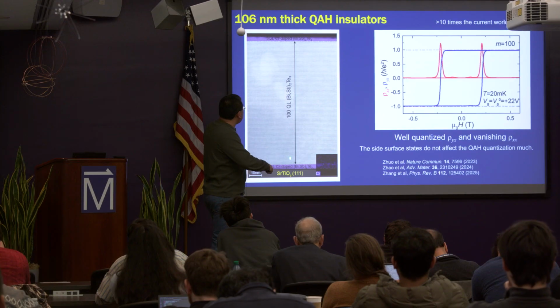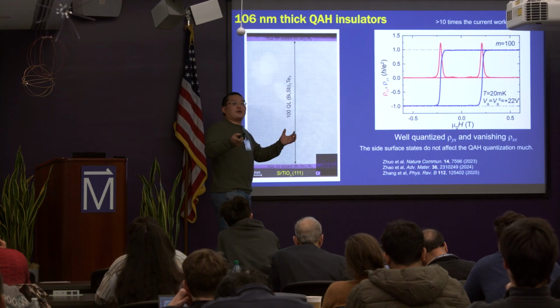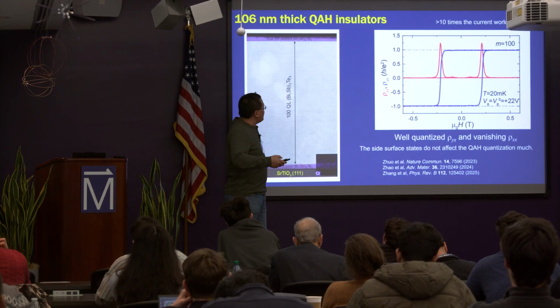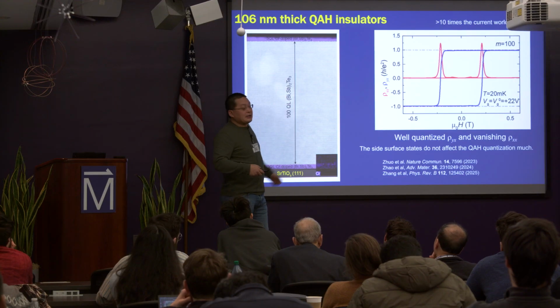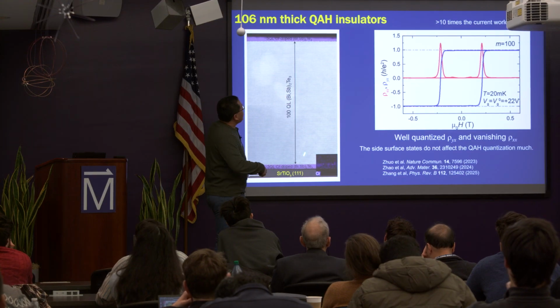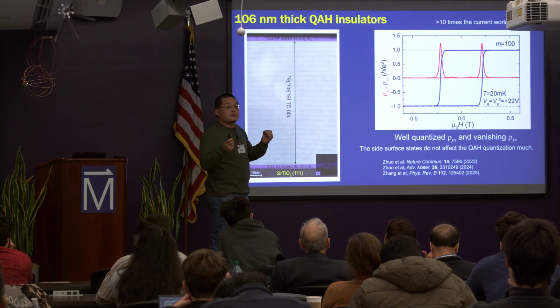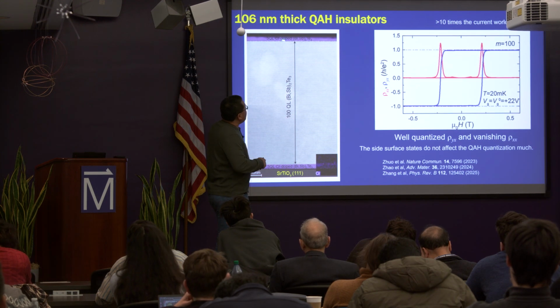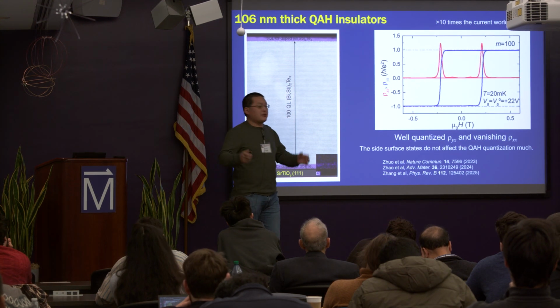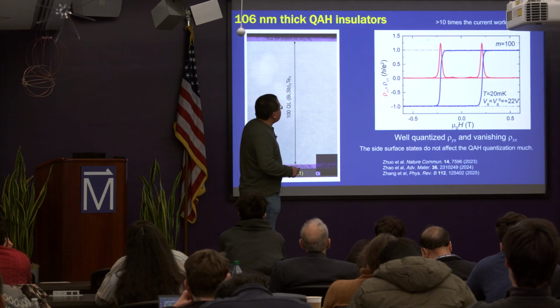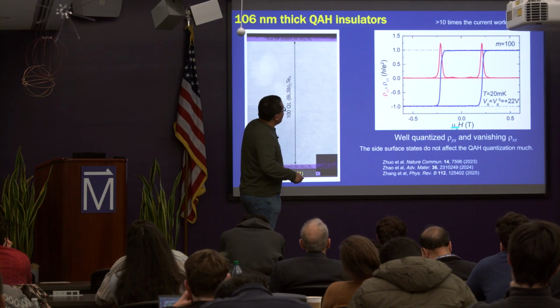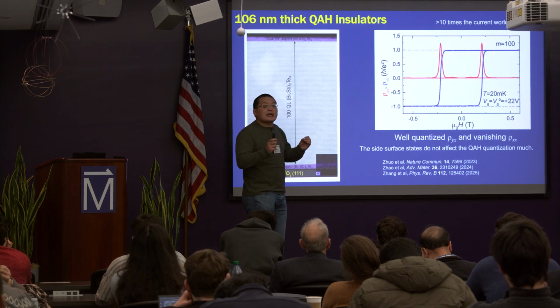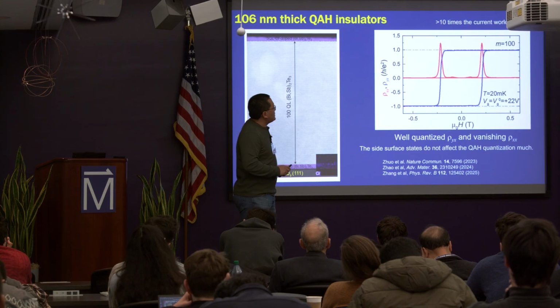So here we can see this 106 is exactly 100 quintuple layers. At first I didn't believe my student, so I asked them to count exactly 100 quintuple layers here. That means our growth is highly precise. This 106 nanometers is 10 times the current world record. And if we do the transport measurement, we can still see pretty good quantum anomalous Hall effects.